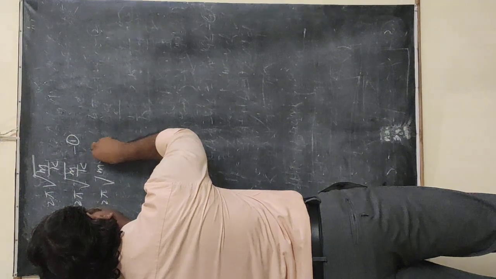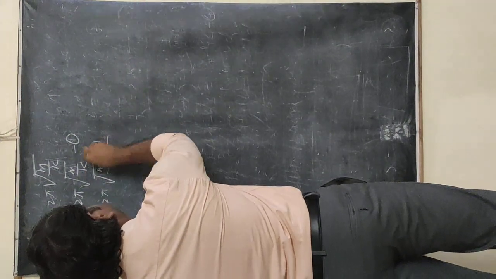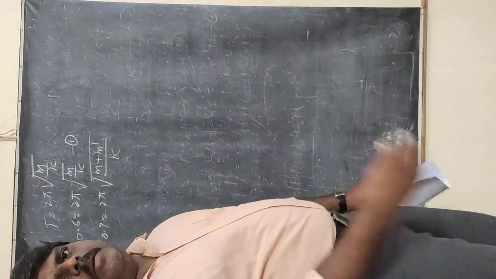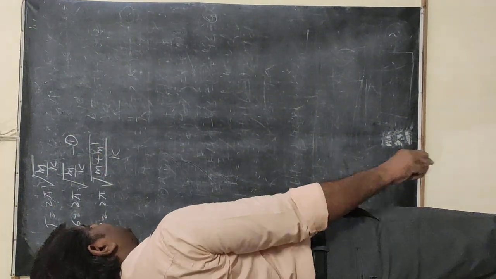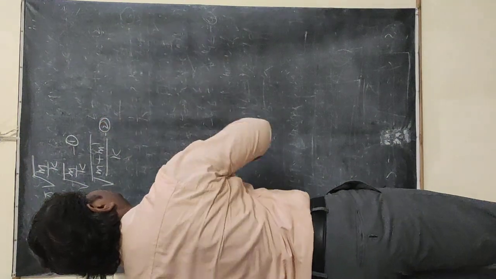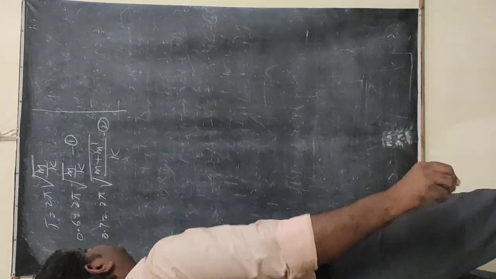It becomes (m plus m dash) by k. Already mass m is there; additional how much mass are you attaching? m dash mass you are attaching. That's why it is (m plus m dash) by k. You can call it equation number 2. Now, go and simplify this equation.